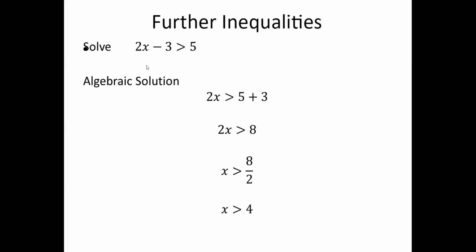Good. So let's look at a linear one. You all know this. There's nothing for me to explain here. You solve it just like you would solve equations, only if there's a division or multiplication by a negative number, you reverse the inequality. In this case, this has nothing to do with that. There is no division or multiplication by a negative number, so there's no problem there.